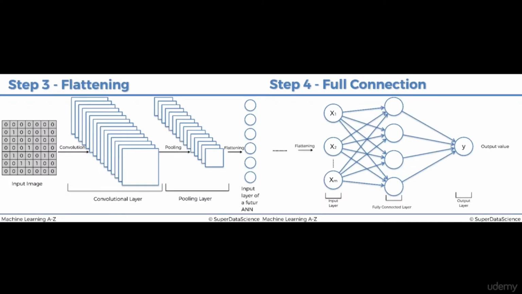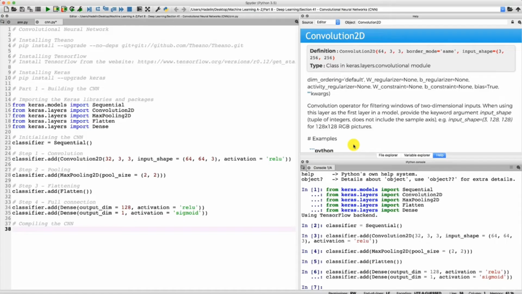Alright, so now we added all the layers in our convolutional neural network, and now we just need to compile the whole thing by choosing a stochastic gradient descent algorithm, a loss function, and eventually a performance metric. So let's do this. We already know how to do it since it was the last step of the building process of our ANN in the previous section.